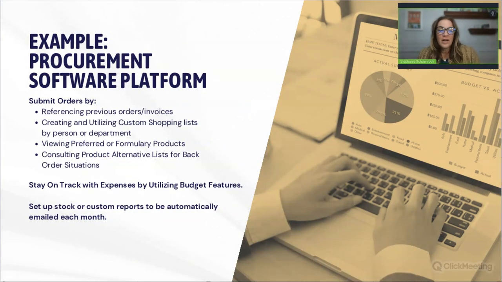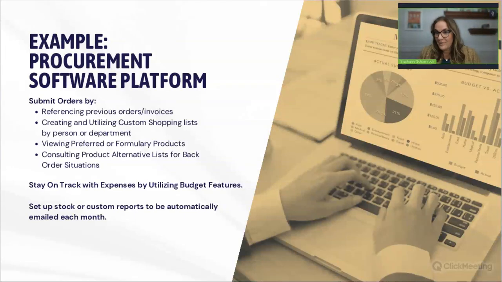For the software, or any shopping software, you can submit orders by referencing previous orders. So if you have a standing infection control and PPE and disposable order that you tend to purchase the same stuff, the same quantities every month, you can just pull up last month's order and resubmit a new fresh order, which can save you a lot of time. It can also just pull up the quantities from your last month's order.